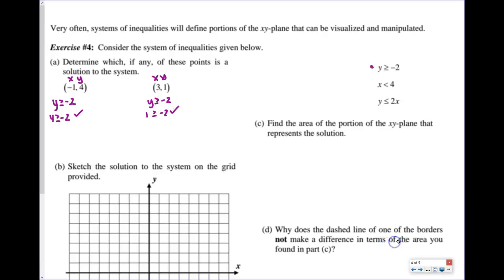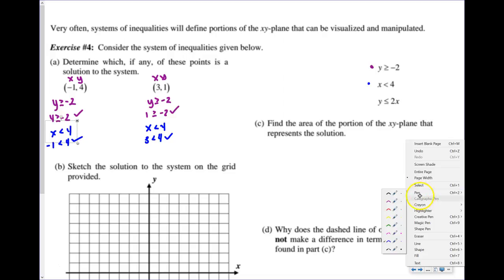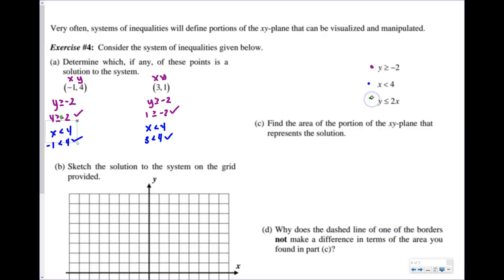Let's try the second equation, which is x is less than 4. So x less than 4, x is -1. Is that true? Yep, -1 is less than 4. Let's try it for the second point. x is less than 4, and here x is 3, so it works for the second one as well. So far we've got both these points working. And let's try the last one. y is less than or equal to 2x. Here y is 4, and 2x is -2. Is 4 less than or equal to -2? No. So this is not a solution because it doesn't work for the third one.